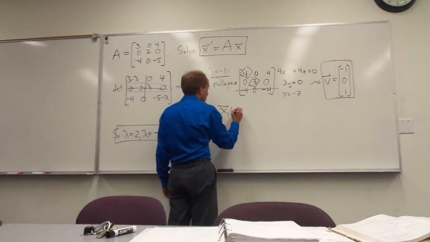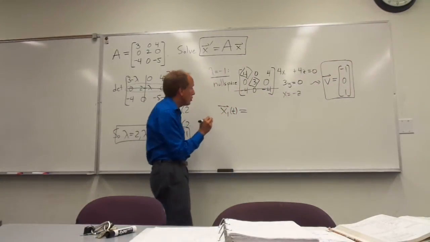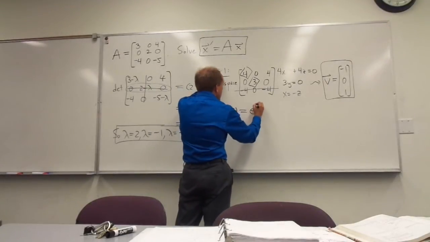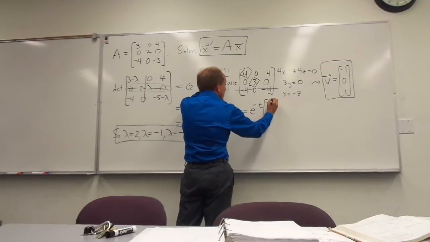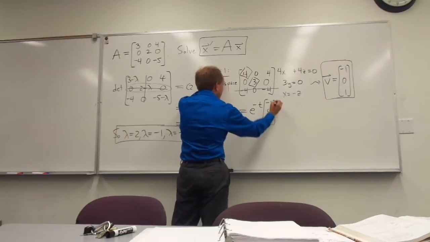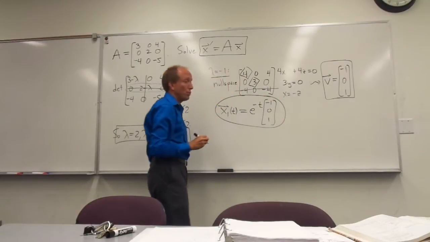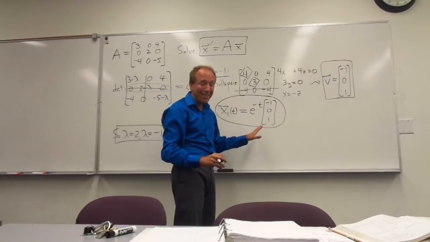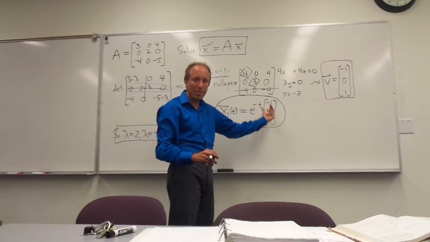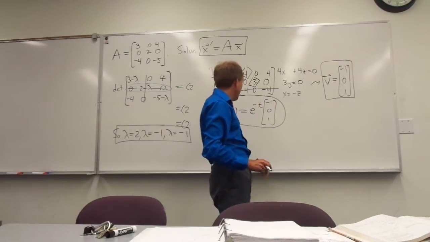One of our solutions to our linear system, then, is just going to be e to the negative t times the vector (-1, 0, 1). All right? That's the first solution, just in the usual way, right? e to the lambda t times v. So I've just simply written that down.